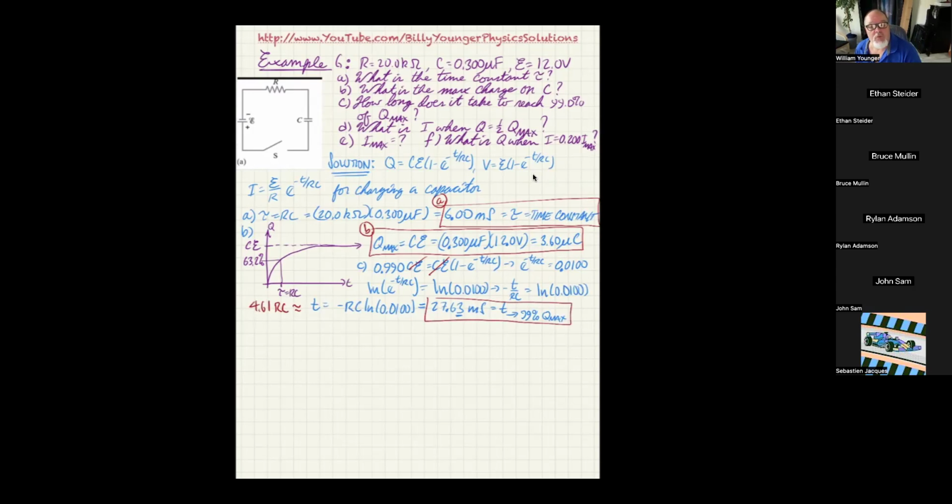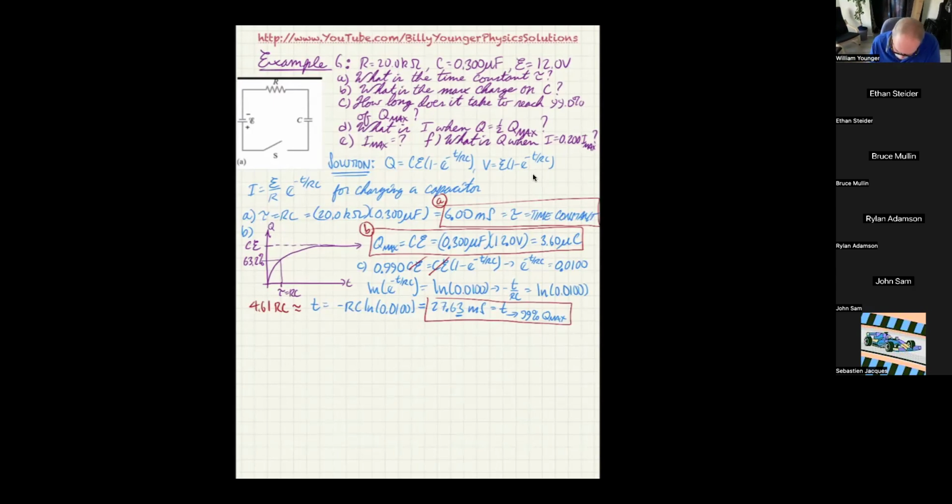So part D says, what is I when Q is equal to 1/2? This is another tricky problem. It's not that they're baiting you to make a mistake, but they want you to learn to pay close attention. They're saying, I want to know what I is, but I'm not going to ask you for a specific time. I'm going to tell you a criteria. You're going to use that to find out what the time is, and then plug that into the time equation. That's what's going on here.